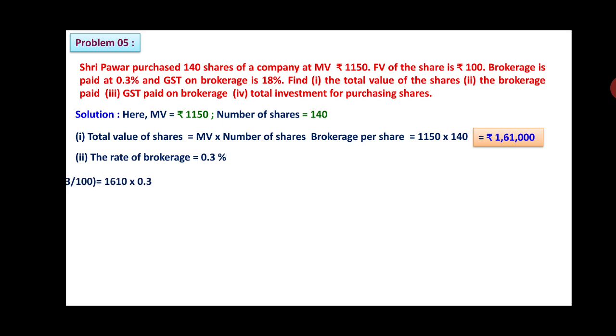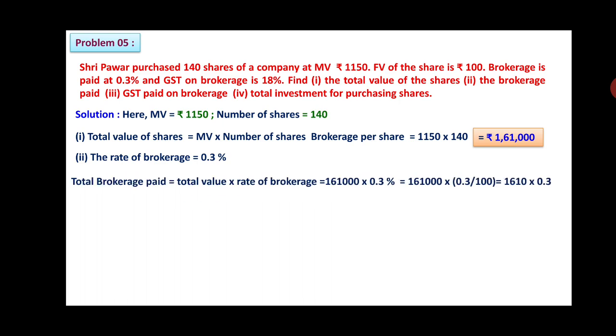Now the rate of brokerage is 0.3%. Therefore, the total brokerage paid is equal to total value into rate of brokerage. That is 1,61,000 into 0.3%. So 1,61,000 into 0.3 upon 100, that leads to 1610 into 0.3. So the answer is 483 brokerage paid.